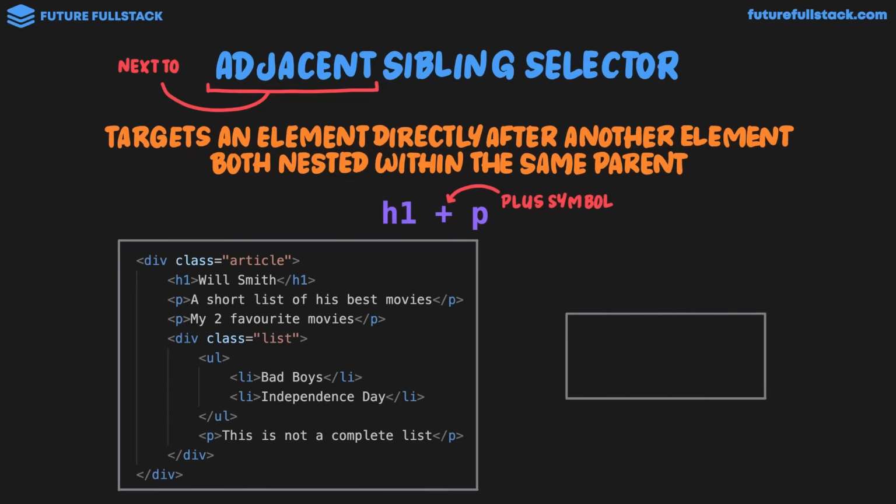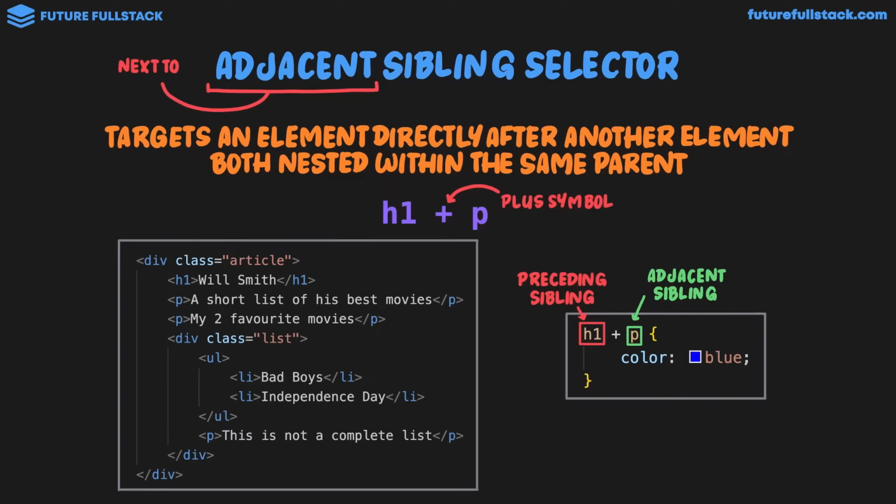Inside our CSS, we could have a rule like this, where we have two selectors separated by a plus. The first selector we call the preceding sibling, i.e. the sibling before. And the second selector we call the adjacent sibling, that is, the sibling next to. So I'm going to read out the sentence again. Targets an element directly after another element both nested within the same parent.